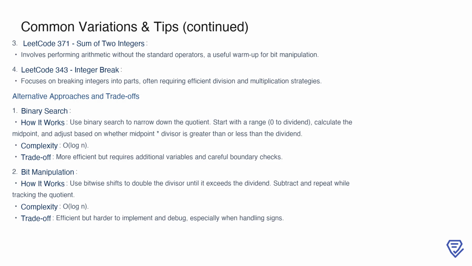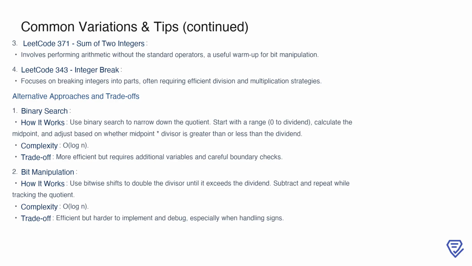On the topic of alternative approaches, binary search is one powerful method. Here, you start with a range, typically from 0 to the dividend, and narrow it down by checking if the midpoint times the divisor is greater or less than the dividend. This approach has a time complexity of O(log n), but requires careful handling of boundary conditions and additional variables.